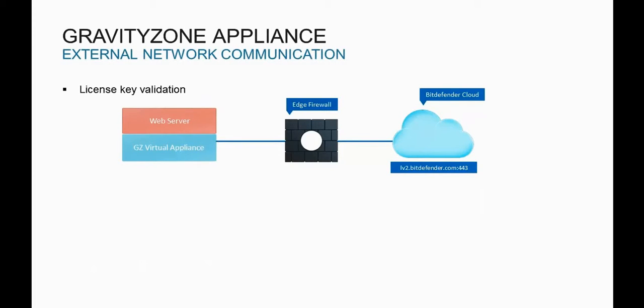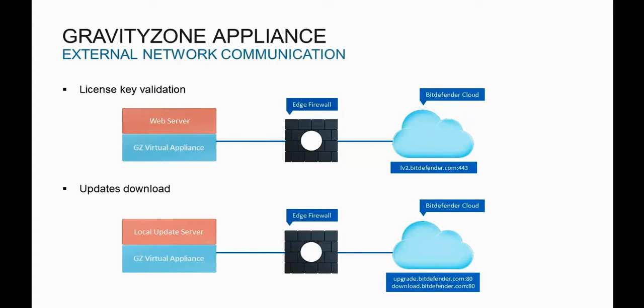GravityZone requires external internet connectivity to the Bitdefender cloud services for two reasons. The GravityZone web console server connects every 24 hours with lv2.bitdefender.com on port 443, to update the status of the currently used license key.